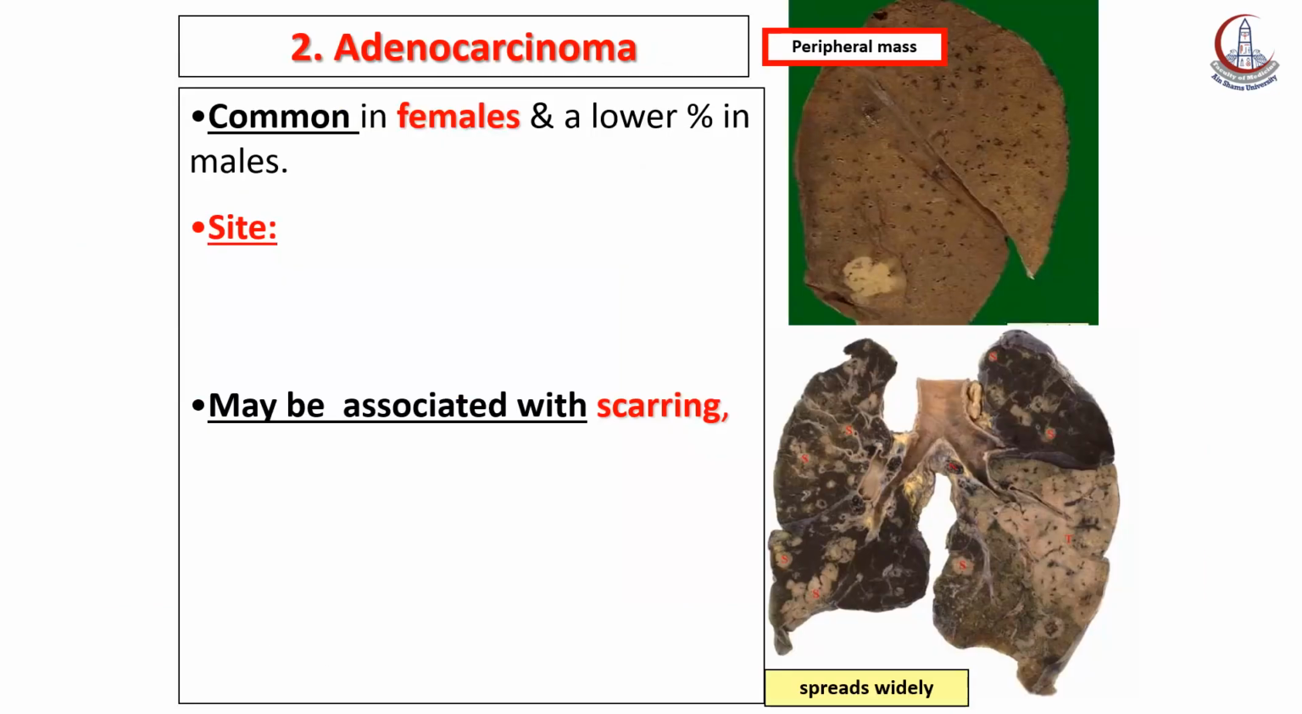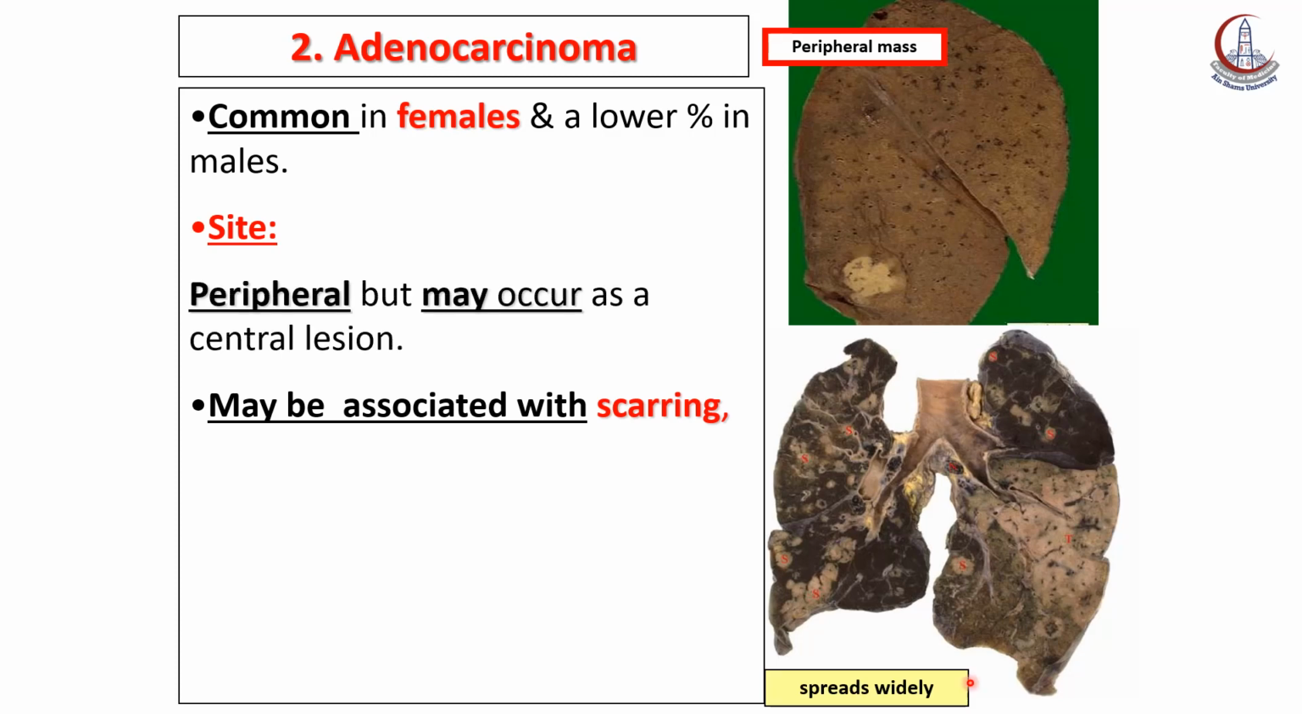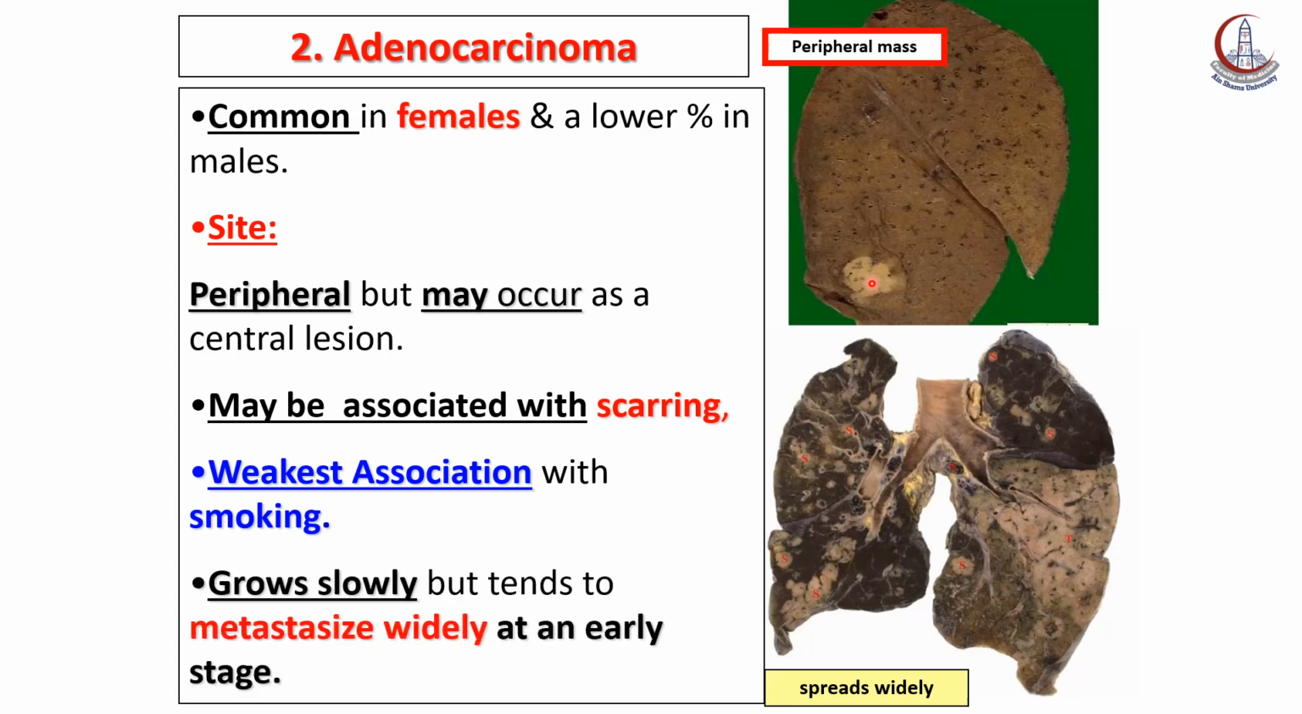We will move to the adenocarcinoma. This type is more common in females and at a lower percentage in males. The site is peripheral, as we see here. This is a peripheral mass. This is typical bronchogenic adenocarcinoma, which may be associated with scarring, has the weakest association with smoking, and is usually slowly growing, but tends to metastasize widely at an early stage. The mass can be a single mass or multiple masses like this.